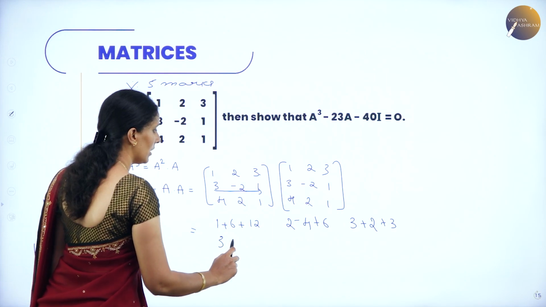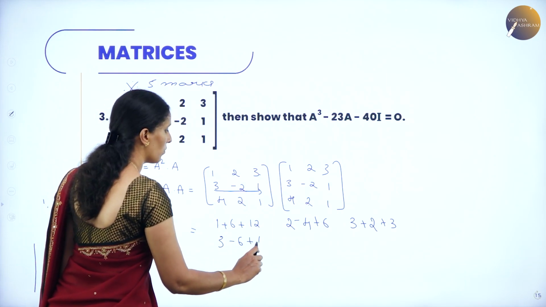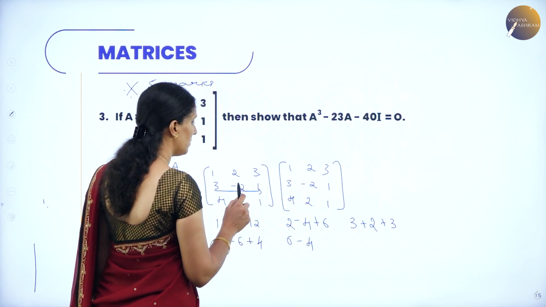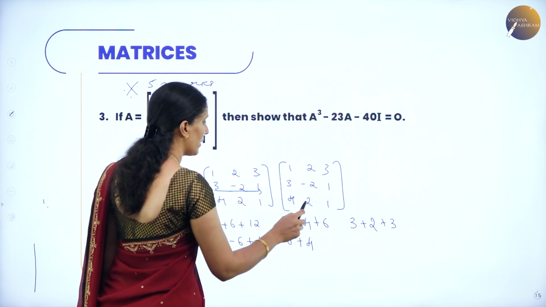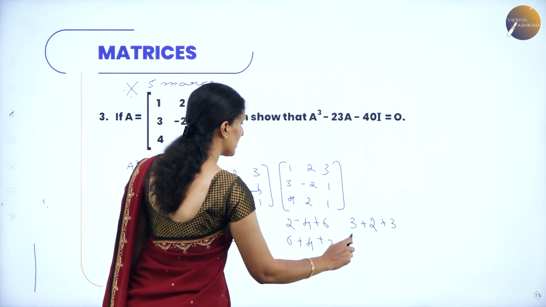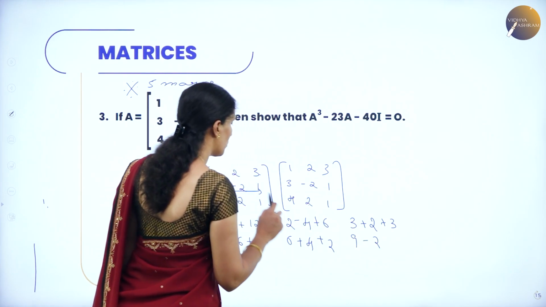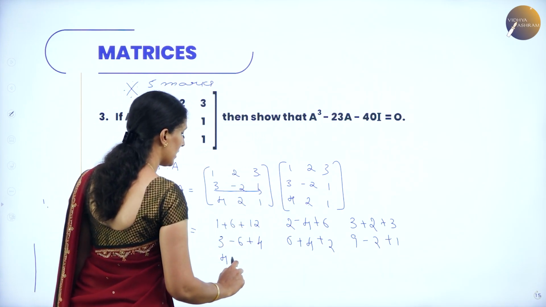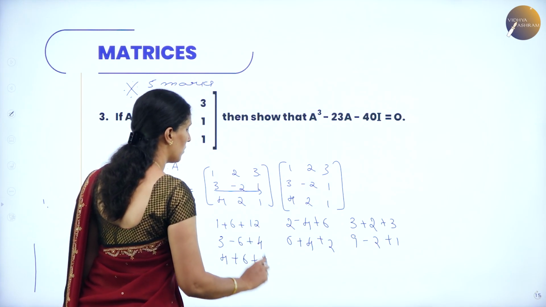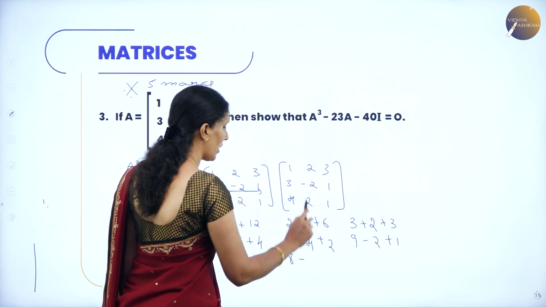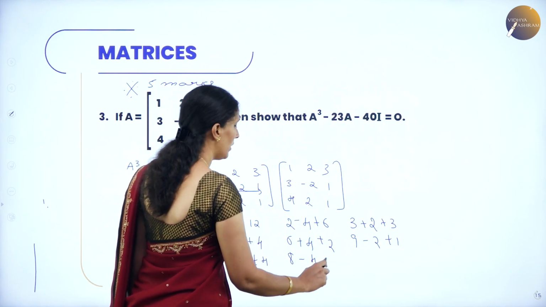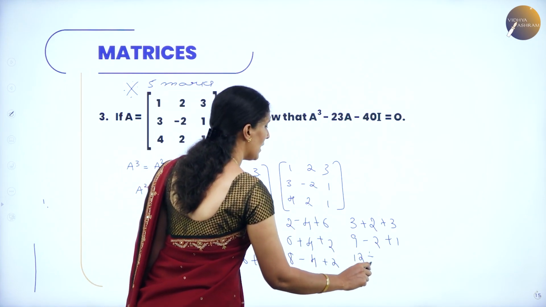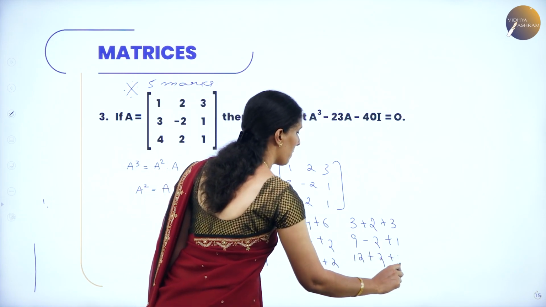3 1s are 3, 3 into minus 2, minus 6, 1 4s are 4, 3 2s are 6, minus 2 into minus 2, so here it becomes plus 4. Next we have 1 2s are 2, 3 3s are 9, minus 2 into 1, minus 2, 1 1s are 1. Next we have 4 1s are 4, 2 3s are 6, 1 4s are 4, 4 2s are 8, 2 into minus 2, minus 4. Next we have 1 2s are 2. Next 4 3s are 12, 2 into 1, 2, and 1 into 1, 1.